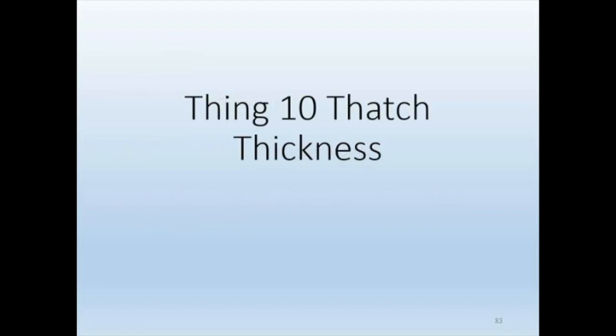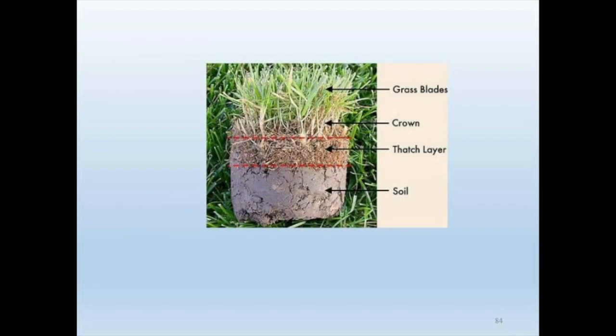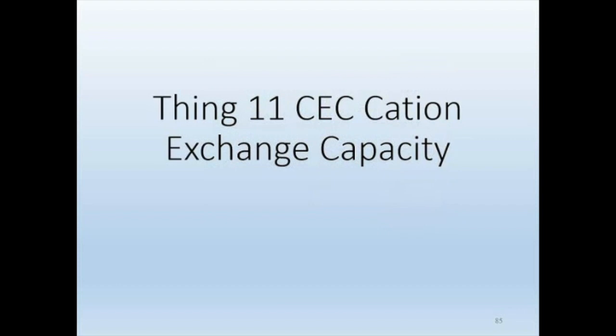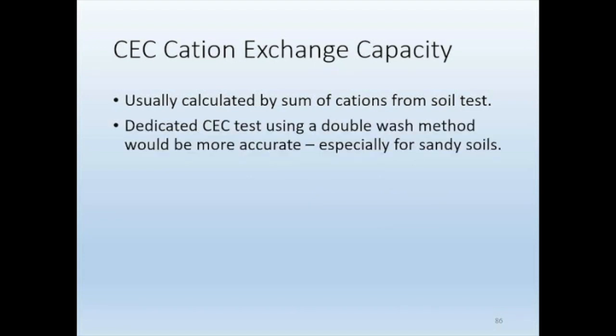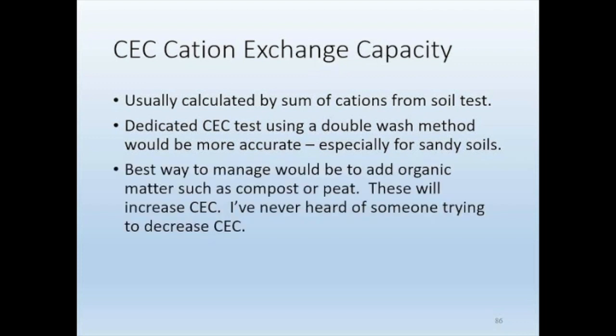I want to know my thatch thickness. I'd like to have about a 1/2 inch of thatch. If I've got more than that, I'm going to have to really manage it. If I've got less than that, I'd like to maybe build a little up to give me some cushion. I'd like to know my CEC, and I can get that through my soil test. Usually they'll give you a sum of cations, but really a double wash method would be better, especially for sandy soils. To manage this, add organic matter, compost, increase CEC.